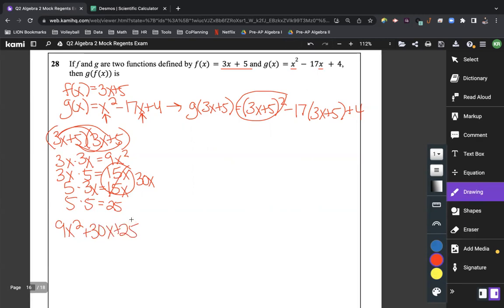That's 1 point. You got 1 point for plugging in. You got 2 more points for foiling this correctly, that was point number 2, and point number 3 for distributing this correctly. And then ultimately, combining your correct like terms and stating the correct answer is what got you the 4th point.